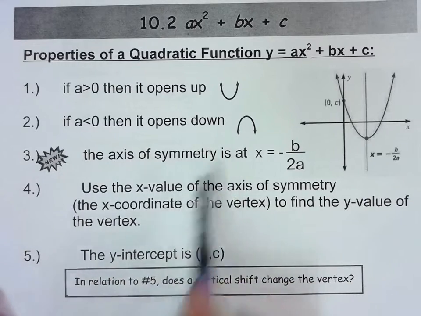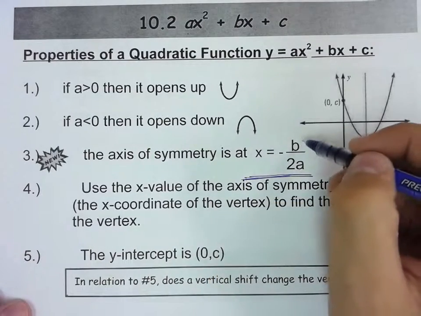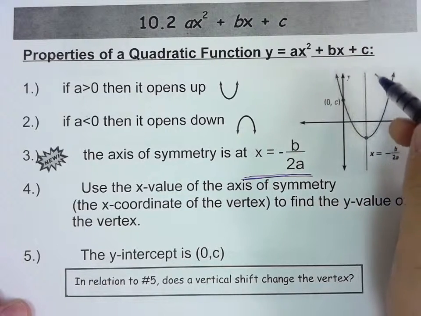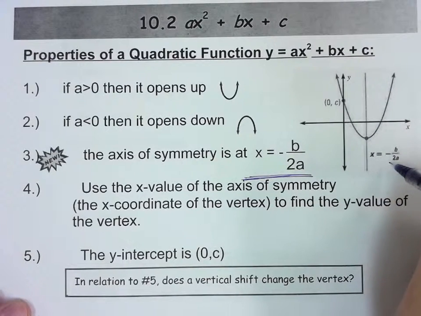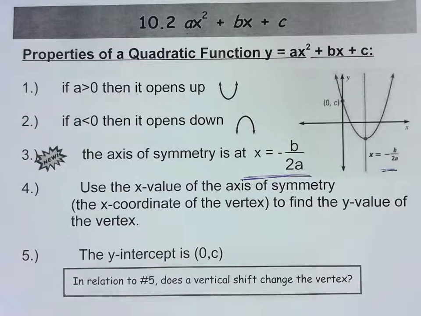The axis of symmetry is at this guy, which is exactly the same as the vertex, right? This is where the vertex is, so it's also where the axis of symmetry is. The axis of symmetry is this line that goes right through the vertex. It's a vertical line, and it cuts the parabola in half. It goes right through the vertex. So the x-coordinate of the vertex is the equation of that line as well.